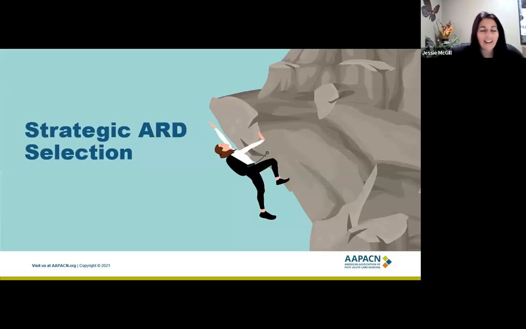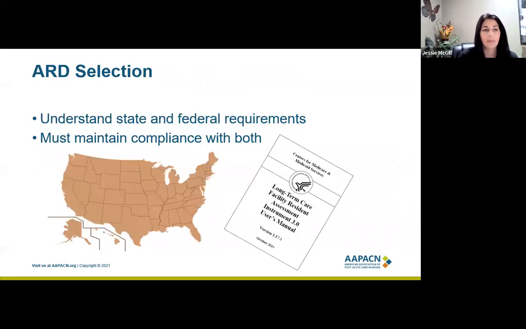All right. So we've gotten through all of the OBRA and all of the PPS assessments, and now we're going to talk strategy. The first strategy is to know all the rules. So we have to be in compliance with all the rules because when we don't follow the ARD scheduling rules, that can result in payment penalty, both on the state side and on the federal side.